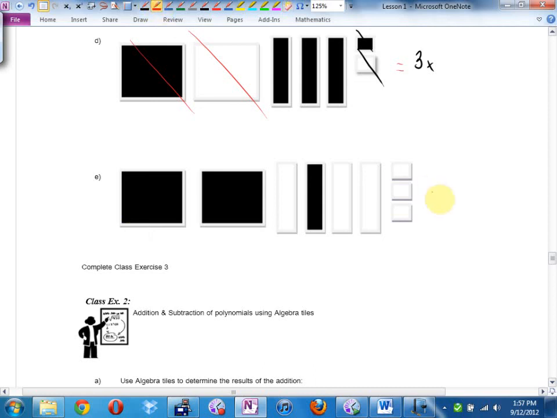So, sorry, what did we say? 2x squareds, I agree. Positive, yeah. Oh, can I do this? Yep. So what are these two? Negative 2x's.